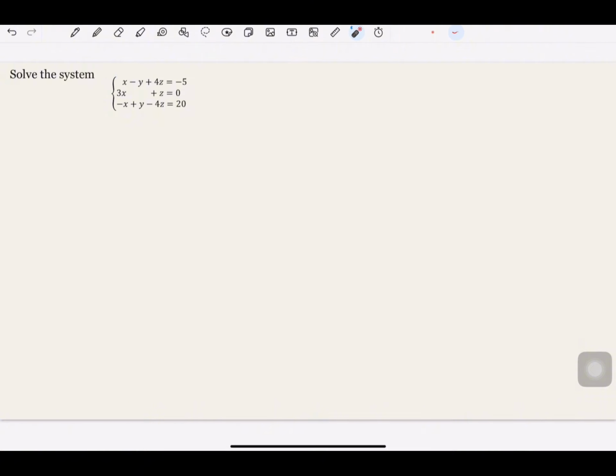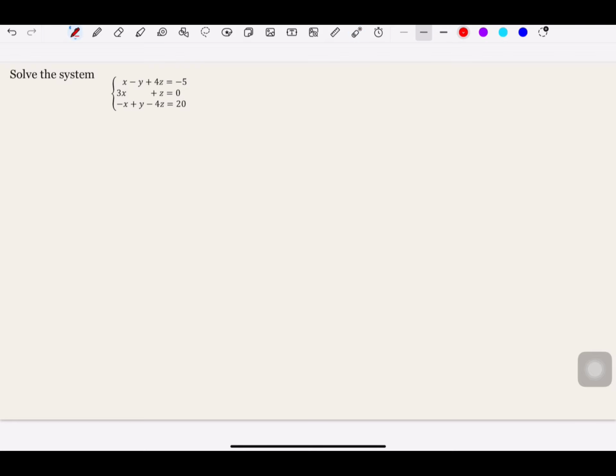So you have to solve this system of equations. Again, this system is not in triangular form. You have to do some reformulation to get this triangular form, and then solve this. So let's start. The first equation, the coefficient of x is 1, so that is good. Now we have to eliminate the x variables in the second and third equations.